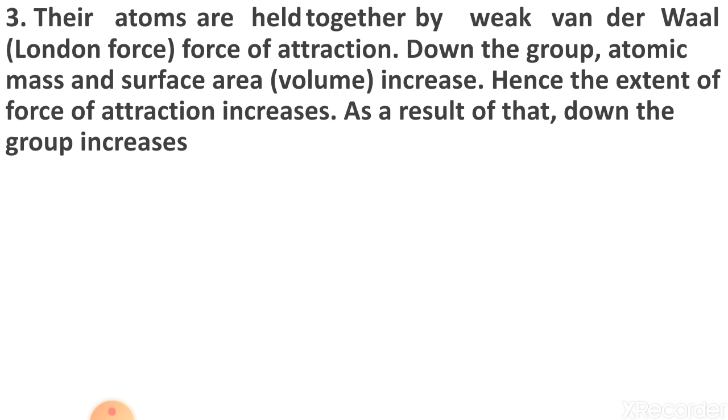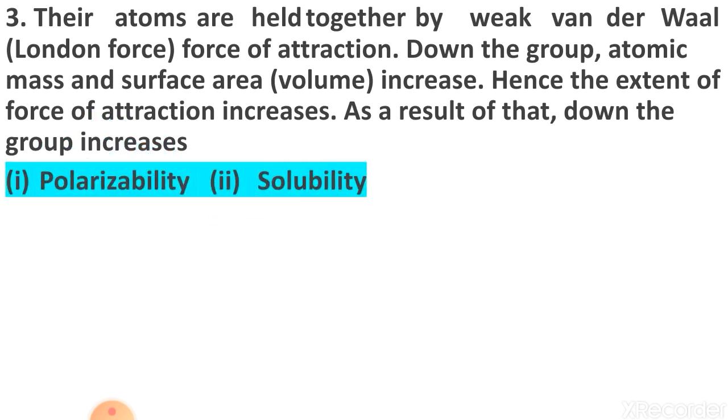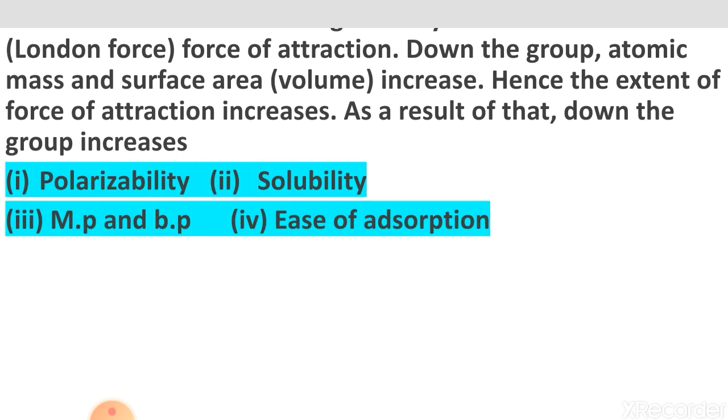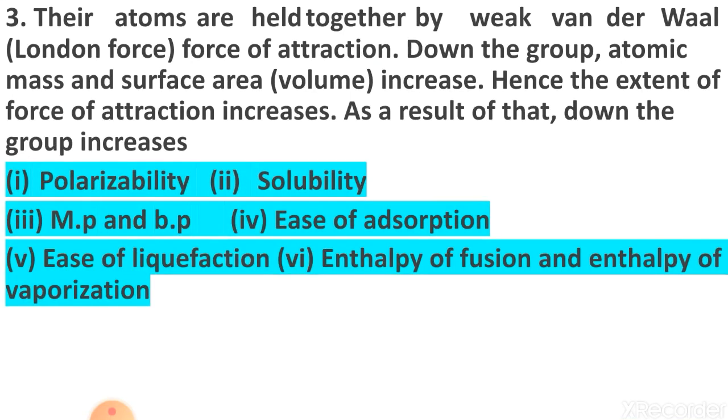Down the group, atomic mass and surface area, that is volume, increases. Hence the extent of force of attraction increases. As a result of that, down the group, what increases? This is given here. Polarizability also increases, solubility also increases, melting points and boiling points also increase, ease of adsorption also increases, the ease of liquefaction also increases, enthalpy of fusion and enthalpy of vaporization. So all these properties increase due to the increase in van der Waals force of attraction.